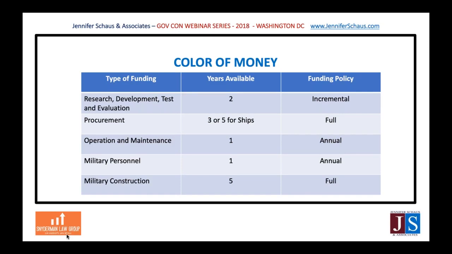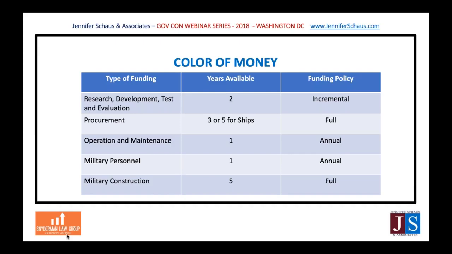So RDT&E, which is Research, Development, Test and Evaluation money, is 2-year money, and it's available on an incremental basis, so they can fund incrementally. They don't have to have all the money available at the time they issue the contract. Procurement money is 3-year money. It's 5-year money if you're talking about ship buying, because it's a long-term activity, and that's fully funded. So they have fully funded available in the budget for those ships that they're going to procure, or the aircraft.